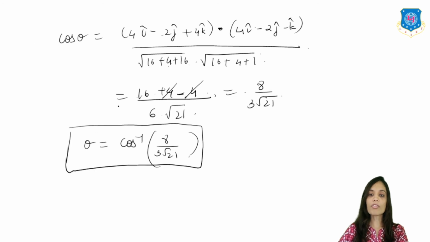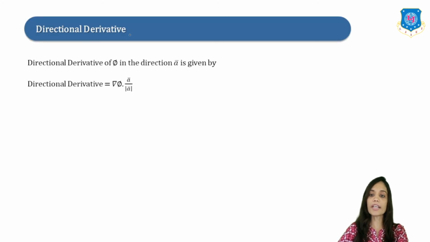Okay. So now let us go to the next topic, that is directional derivative. The definition of directional derivative of phi in the direction a bar is given by gradient of phi dot a bar upon mod a bar, or you can write it as gradient of phi dot a cap. So whenever you want to find the directional derivative of any surface phi in the direction of a bar, it will be given by gradient of phi dot a cap.